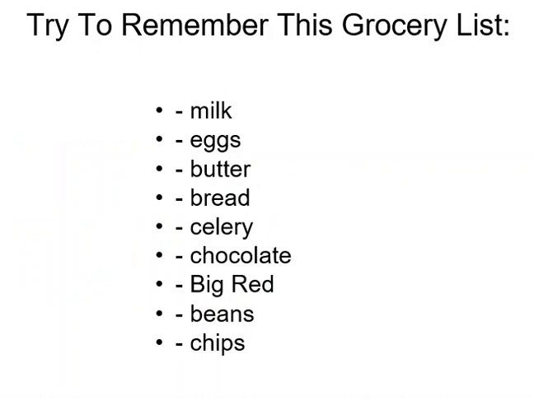All right, so let's talk about a couple of other things in terms of encoding. I want you to try to remember this grocery list. Go ahead and pause this video, take a minute, and don't write anything down, but see if you can come up with a way to remember this list. All right, so hopefully you came up with a way to remember this list. Let's see who can remember it.